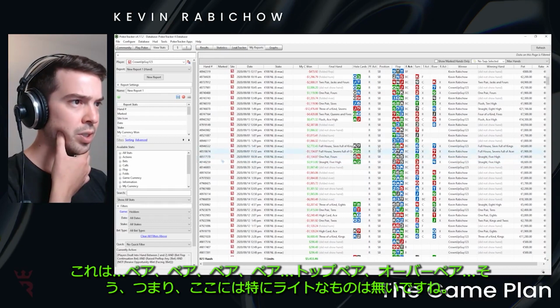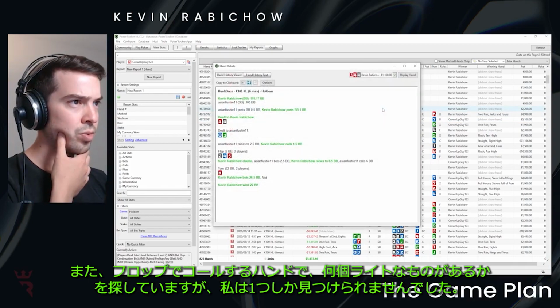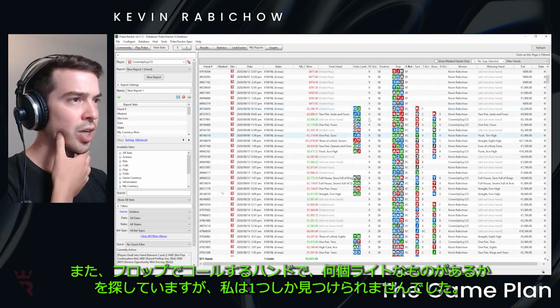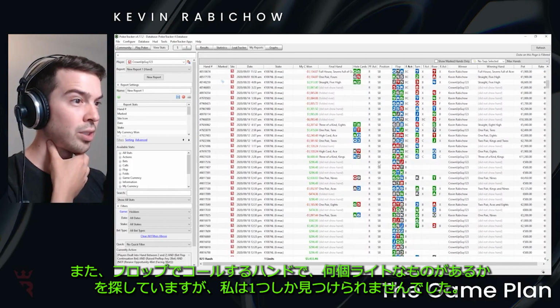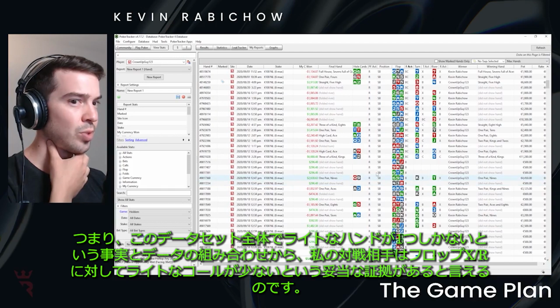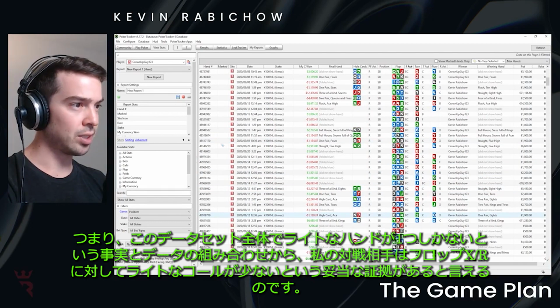Here we see a pair, a pair, a pair, top pair, overpair. Yeah, nothing substantially light here. So that's also what I'm looking for: how many of the hands that call the flop are light? I only found one. So I would say that there's reasonable evidence here that my opponents are missing some light calls against flop check-raises. The combination of the data and the fact that there's only one light-looking hand in this whole data set.